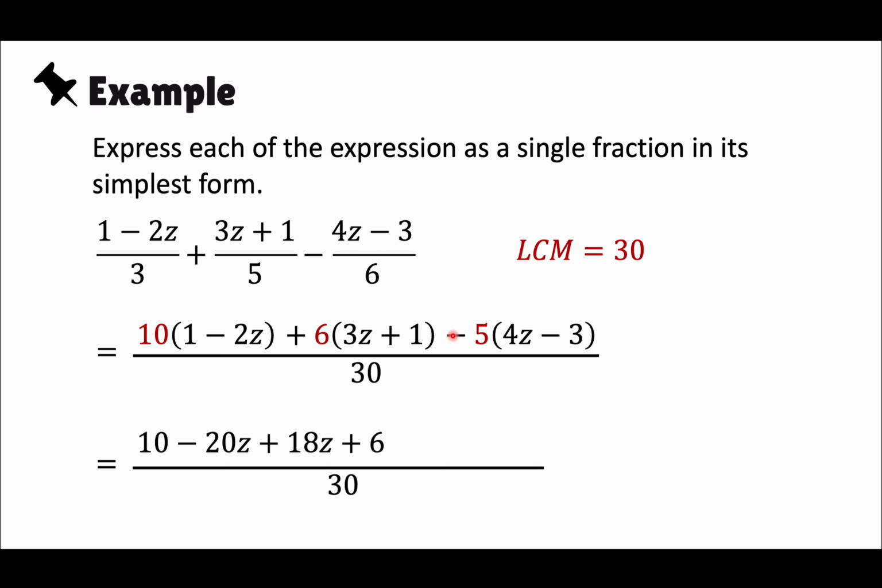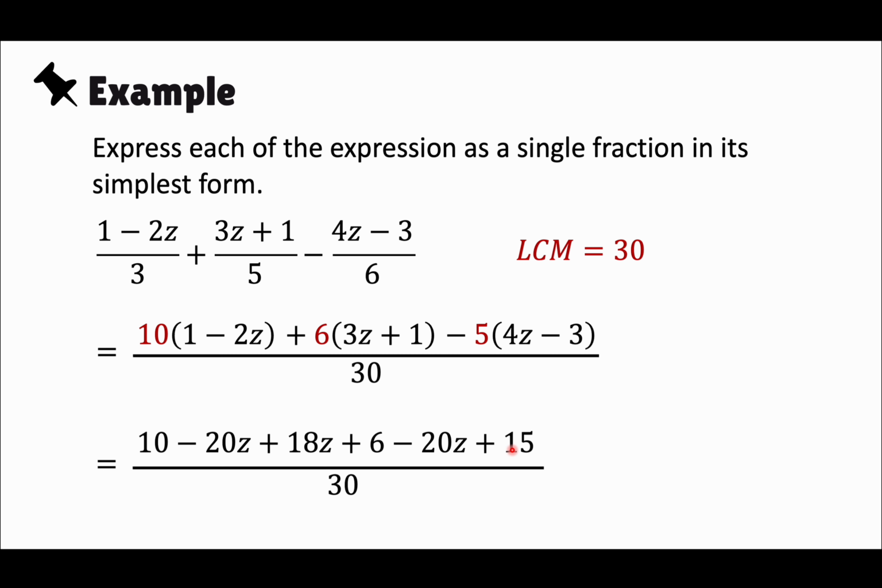And then the last one, we treat this one as negative 5. We include the minus sign or the negative sign. So that's going to be negative 5 times 4z. That's going to be negative 20z. Negative 5 times negative 3, that's positive 15.